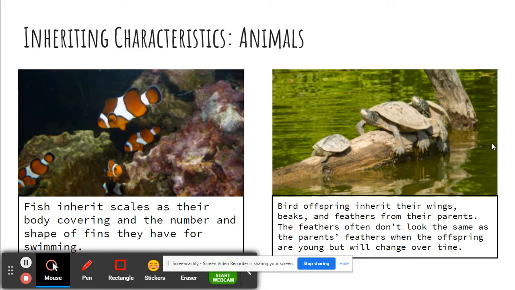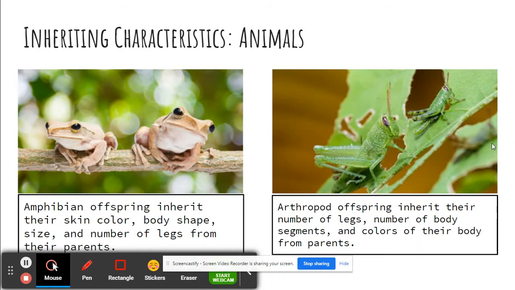Fish inherit scales as their body covering and the number and shape of fins they have for swimming. Bird offspring inherit their wings, beaks, and feathers from their parents. The feathers often don't look the same as the parents' feathers when the offspring are young, but they will change over time. Amphibian offspring inherit their skin color, body shape, size, number of legs from their parents. Arthropod offspring inherit their number of legs, number of body segments, and colors of their body from parents.